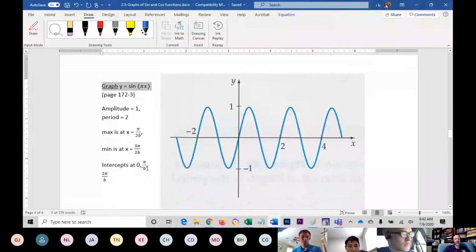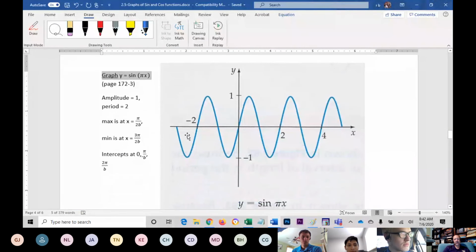Now, as I've got this here, of course it's going to repeat over and over and over. We just graphed from 0 to 2 pi. Here, that's what we graph. But of course, since it's a periodic function, it's going to just repeat over and over and over. Okay.